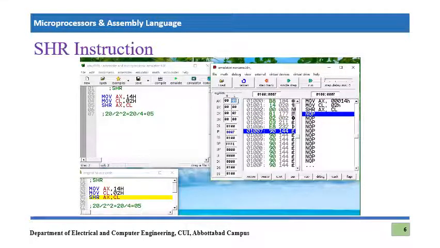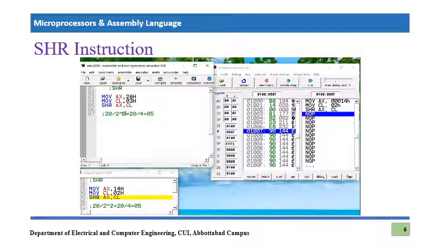I hope this point is clear to everyone. Okay, we can test one more example. For example, this time we divide 40, which would become 28 in hex, right? And we are dividing 40 by 8. So let's say 2 power 3 would be counted, because the count value should be 3.